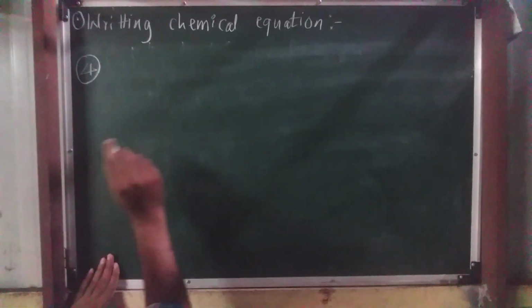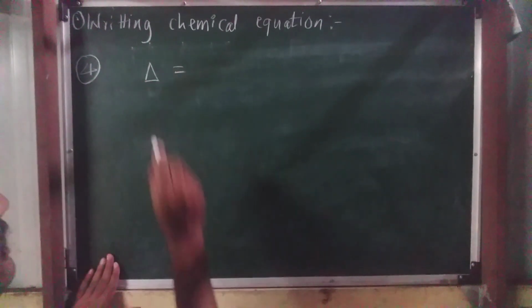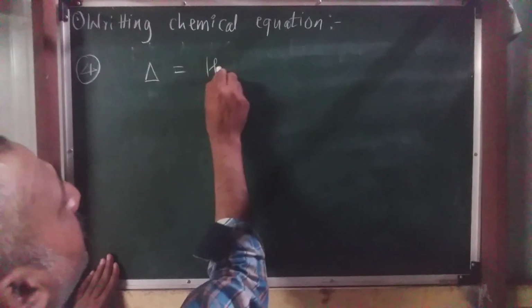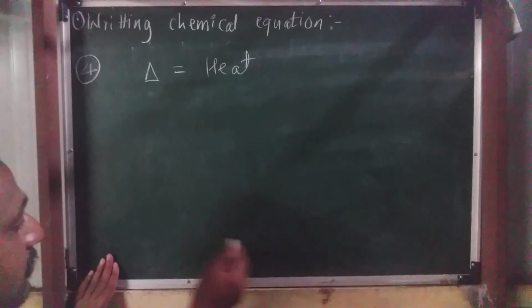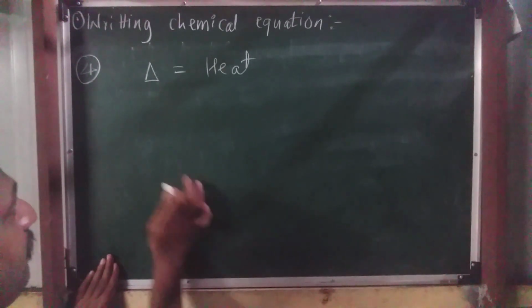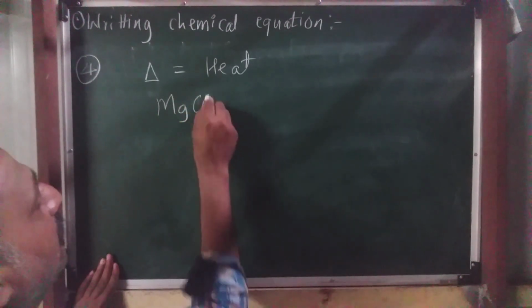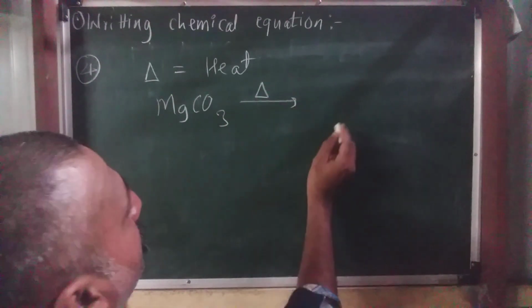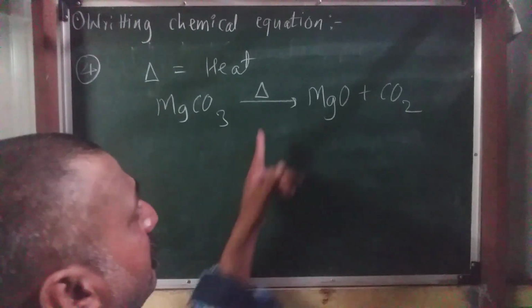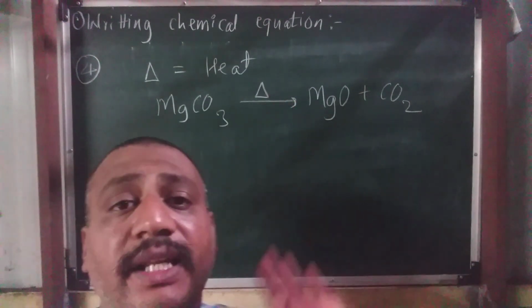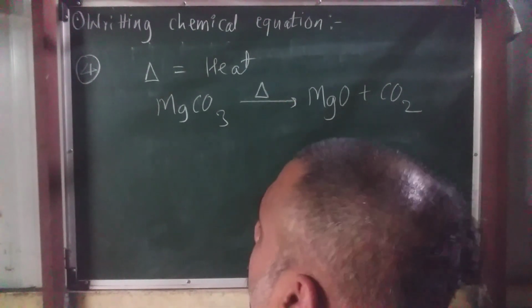Fourth, triangle. What does triangle indicate? Triangle means heat energy is provided. Just now we saw the example of CaCO3. Let's have an example of MgCO3. On thermal decomposition, it forms MgO and CO2. What does this triangle mean? Heat energy is provided.